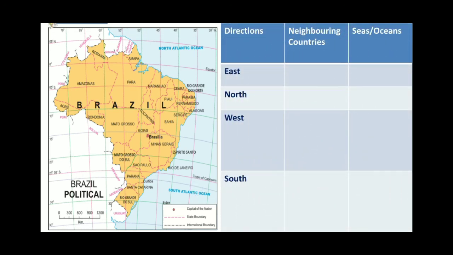And if we talk about the extent of the mainland of Brazil, it is 5 degree 15 minute north to 33 degree 45 minute south latitudes and between 34 degree 45 minute west to 73 degree 48 minute west longitudes. Now again the same thing like we did with the Indian map, you have to observe the map and fill this table with neighboring countries of Brazil.